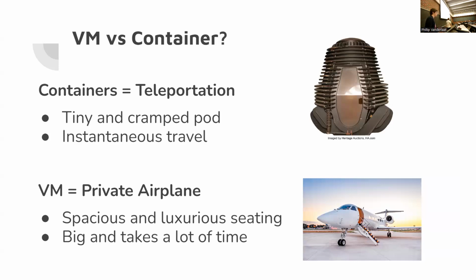Yeah, so then there's this little analogy. Containers are like a teleportation pod. You just instantaneously travel to your place, but you're in a cramped little pod. But a VM is like a private airplane. It takes longer to get there, but it's more luxurious. And I think you guys understand the basic idea. VMs are just big and bulky containers.